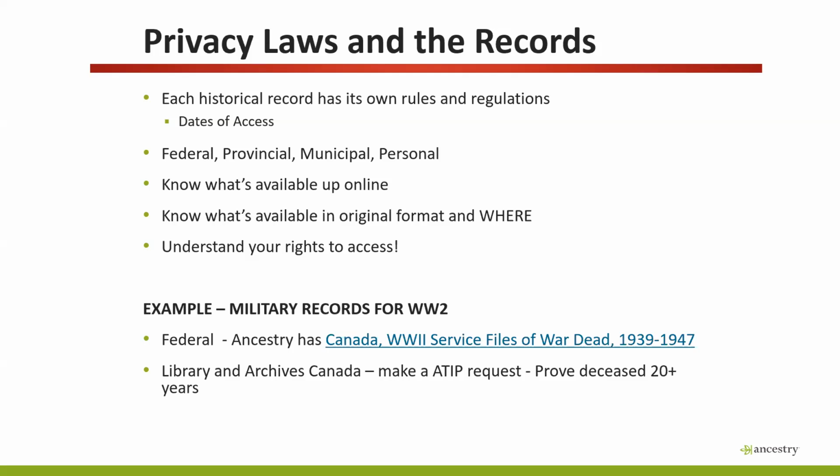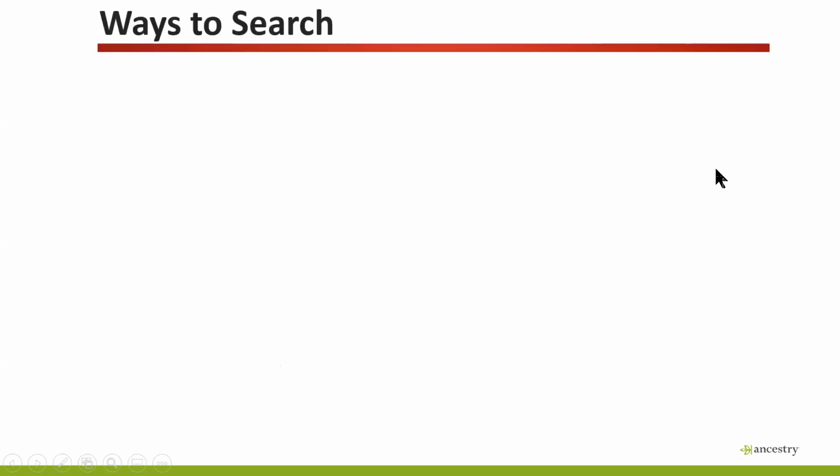But Library and Archives Canada has the other files, so the later files for those soldiers that died later in life. So you need to make an access to information process request, and you need to prove that the person has been deceased for over 20 years. So that's just an example of some of the restrictions that happen to these record sets.